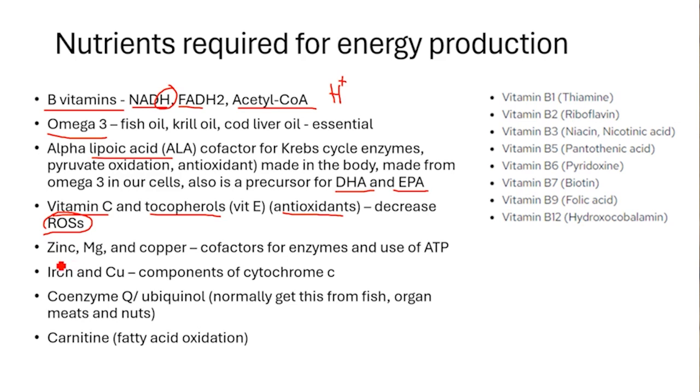We also need to have minerals, zinc and magnesium and copper, very important for producing ATP. Iron and copper are components of the electron transport chain. I talked about coenzyme Q. And then also carnitine is a form of an amino acid that helps the mitochondria to be able to use fats. Now think about the cell and all of the different components that have different functions. When we look at the mitochondria, its main role is to make energy, but mitochondria also do all kinds of other things.